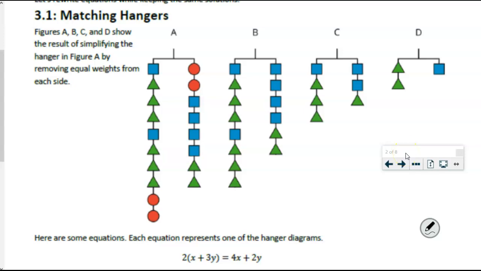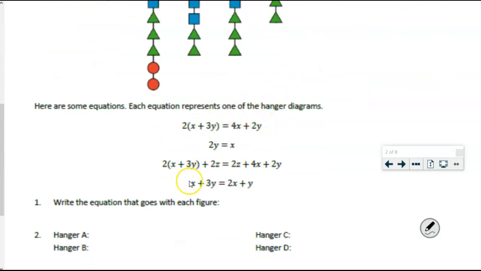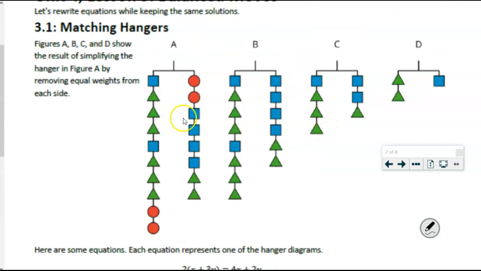So work with your groups and try and figure out first what's happening from A to B. How is it being simplified? What's the change? B to C, how is it being changed? What is the simplifying step, and so on. When you finish that, start matching these equations below with the hangers above. I'm going to pause the recording to make sure you have a chance to do that. Ready, set, go.